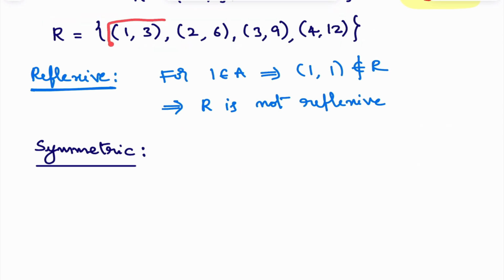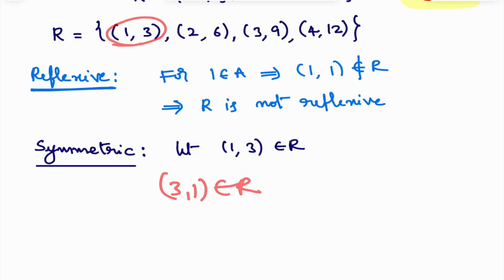For example, here (1, 3). Yes, let (1, 3) be from the relation. (1, 3) belongs to R. With respect to (1, 3), is (3, 1) there in the relation or not? You check. Is (3, 1) there? No, it is not there. So we can say that this relation is not symmetric.